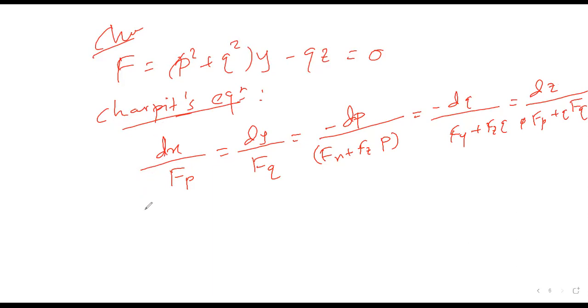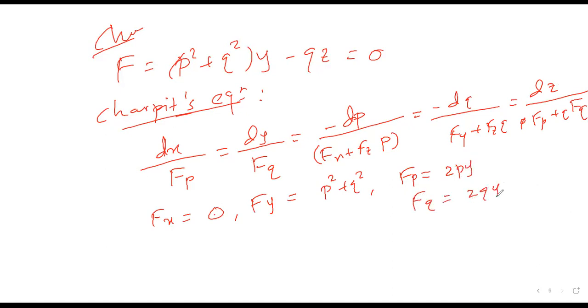So okay, from here you can see f of x will be 0, since there are no x terms. f of y we get p squared plus q squared, and f of p will be 2py. Okay, f of q will be 2qy minus z. Again, f of z we have minus q. So we have found the parameters. Only we have to substitute in this equation. So let's take this equation as star.